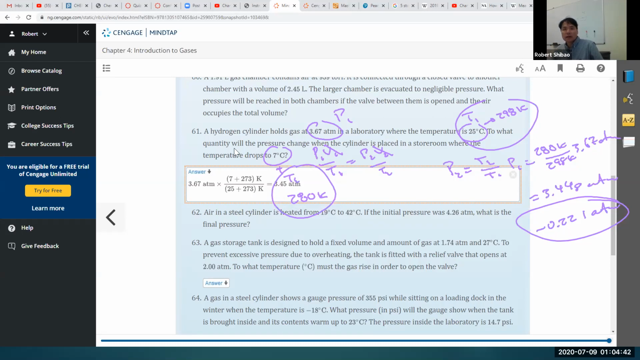I guess they should say, to what quantity will the pressure change to. So I was thinking they're asking what the pressure change was, which was a drop of 0.221 atmospheres. But it looks like they just want to know what the final pressure is, which is 3.448 atmospheres, or 3.45 atmospheres.